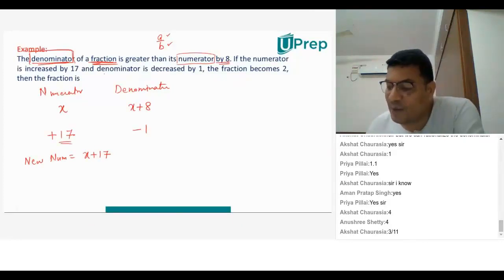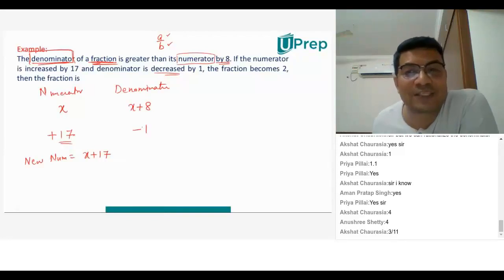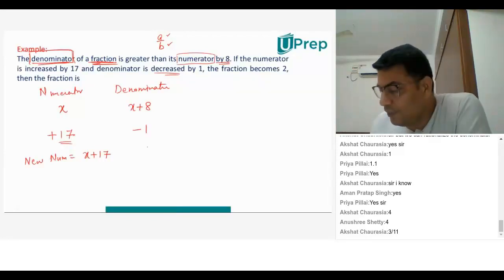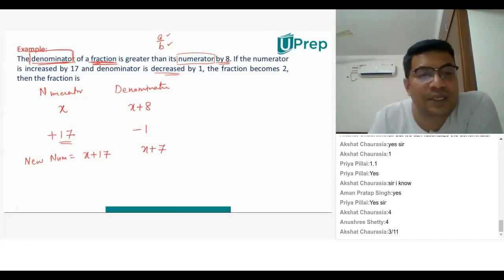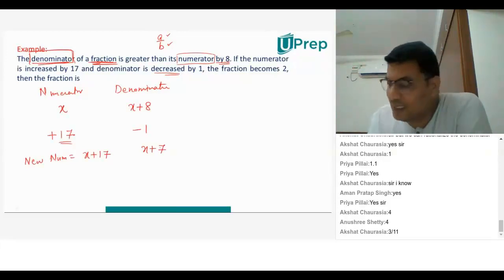Now he's saying the denominator is decreased by 1. If your initial denominator is x plus 8, and it is decreased by 1, it is going to become x plus 8 minus 1. What do you mean by x plus 8 minus 1? It will be x plus 7. And he's telling you something. He's saying the fraction becomes 2.